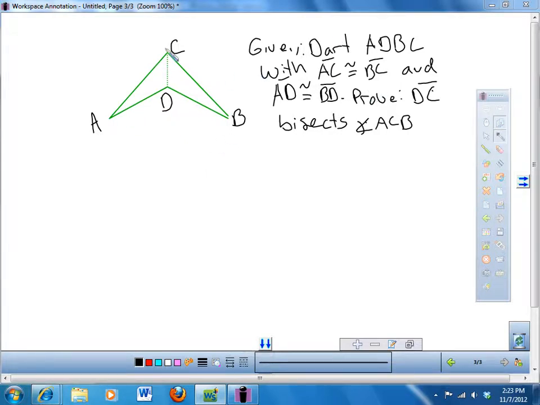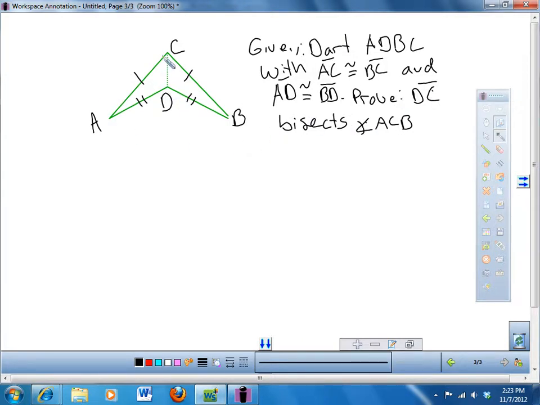So a dart is just like a kite, except a kite has two sides next to each other that are congruent in a quadrilateral, and another two sides opposite those that are also congruent to each other. So these are congruent and these are congruent. But a dart is a kite that has a dent in it. In other words, it's concave. Okay? So this is a dart, and what we're trying to prove is that BC bisects angle ACB.